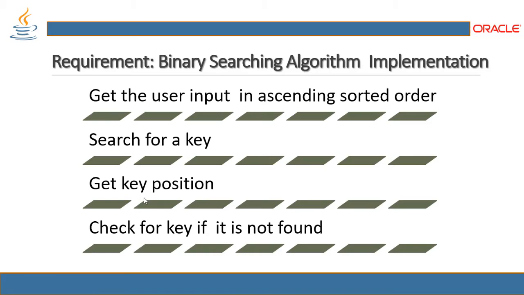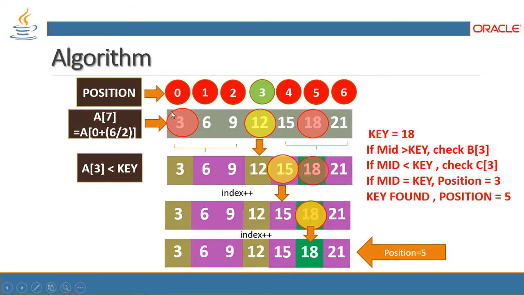Before we get into it, let's take a look at the requirements for implementing the binary search algorithm. The first thing is that the user input has to be in ascending sorted order. Number 2, we need to search for a key, so we get the value from the user, the particular number he is looking for. Then we get the key position and check whether the key is found or not found. Now that the requirements are done, let's take a look at the algorithm.